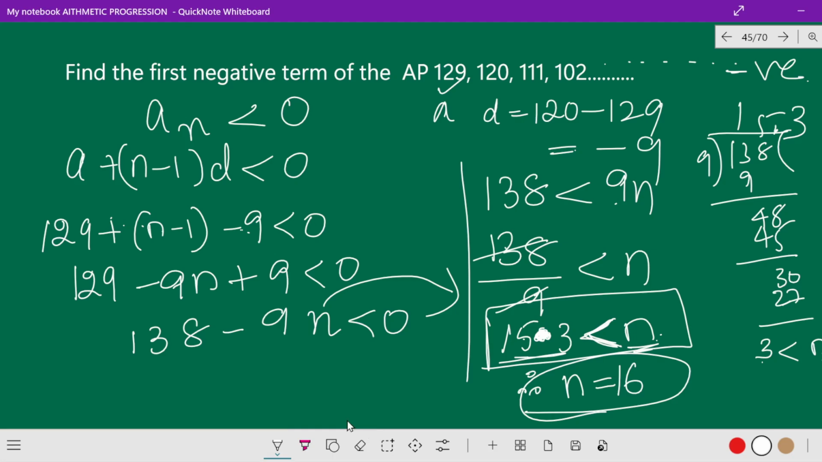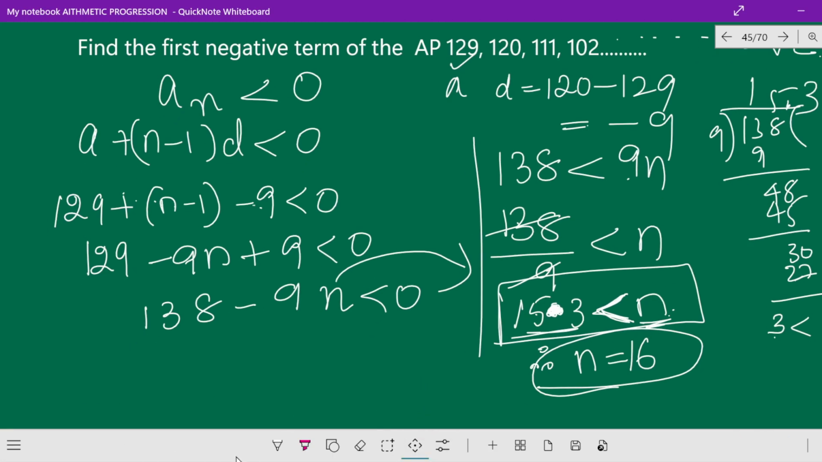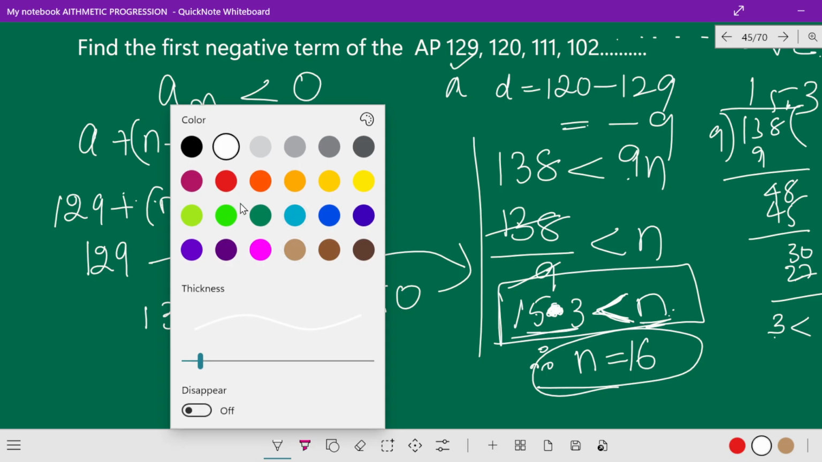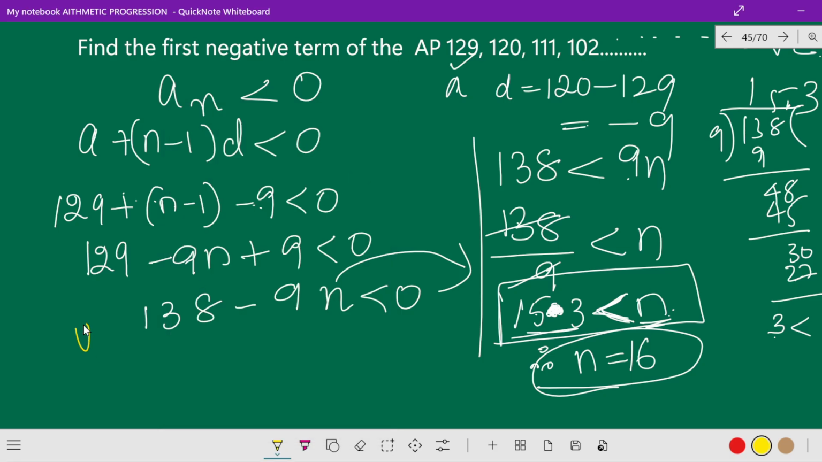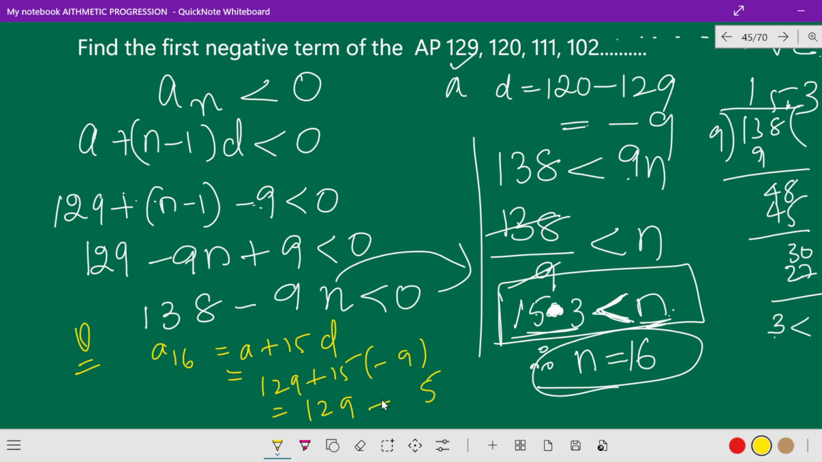If you want to check, you can check by substituting the 16th term. We will do the verification. The 16th term will be a plus 15d. a is 129 plus 15 into minus 9. So this will be 129 plus, minus 9 into 15: 9 fives are 45, 9 ones are 9, so 135. So we will get 129 minus 135, which is minus 6. So the negative term is minus 6. So we got this, this is our correct answer. So n is equal to 16. Okay.